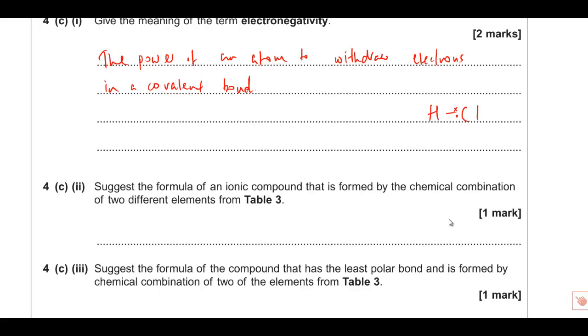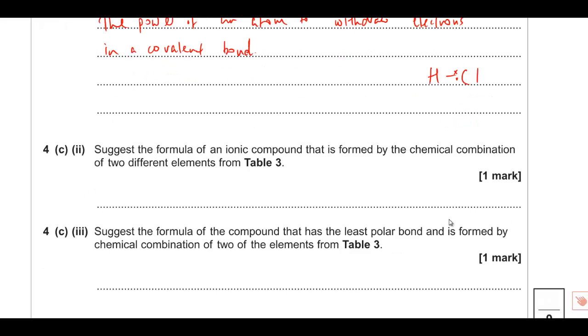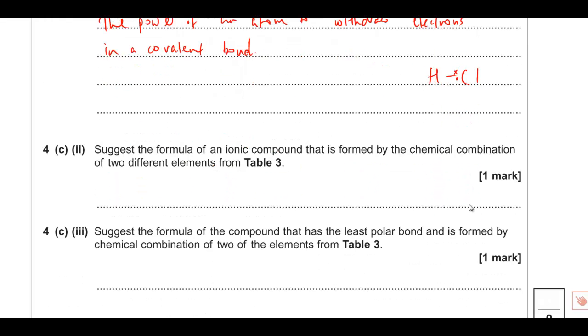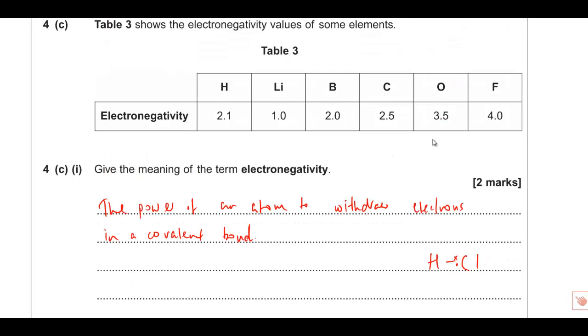Suggest the formula of an ionic compound that is formed with a chemical combination of 2 different elements from table 3. Straight away, ionic, I'd go for metal and non-metal. Metal, non-metal, boom, LiF. There are other options. You can have lithium oxide. You would need to write that as Li2O though. LiH, metal hydride. I don't come across those very often. I would stick with LiF, to be honest.